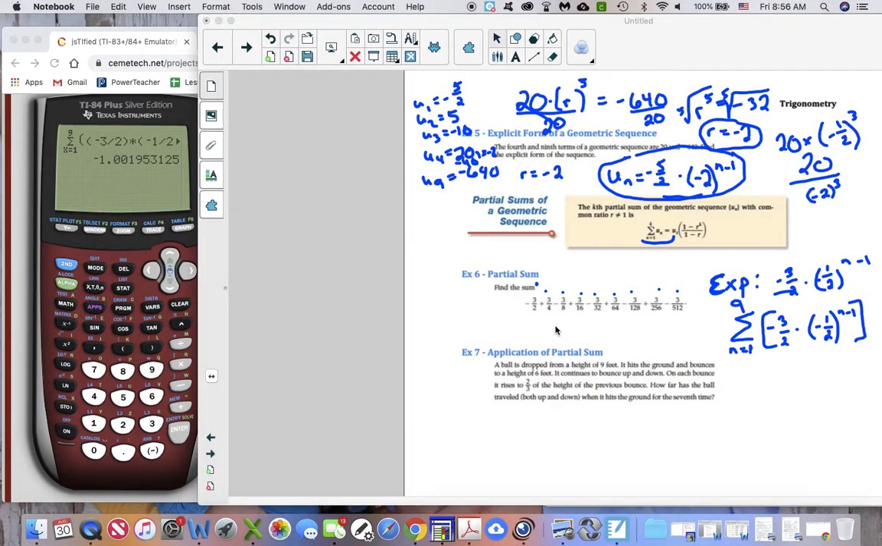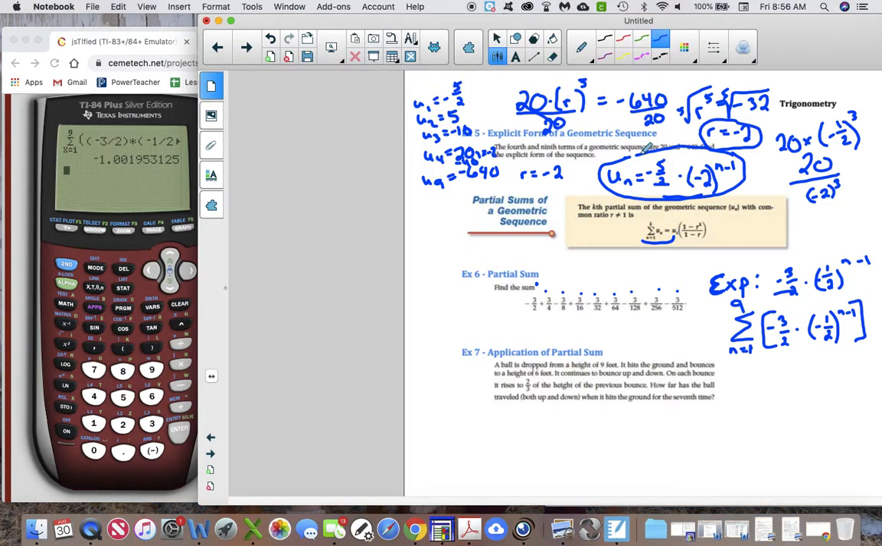Come on, it's not going to do it. If that was too fast going through that part of the video, just rewind. Negative 1.002. There we go. And that's the sum of all of those added together without me having to type that in.